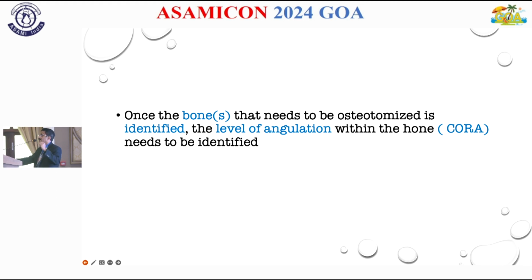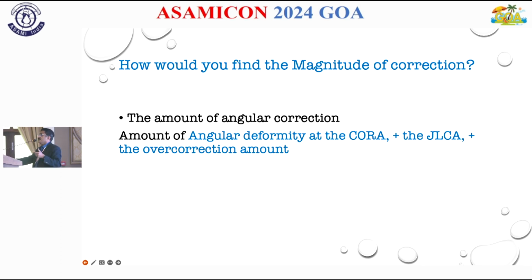So once the bones are identified, the next step is to find out the CORA, where sometimes the deformity may be in the femoral shaft, may not be in the metaphyseal region. So in such cases, you have to correct the diaphyseal deformities. So the next step is how do you find out the magnitude of correction. So you have to find out the CORA, the angles, everything.